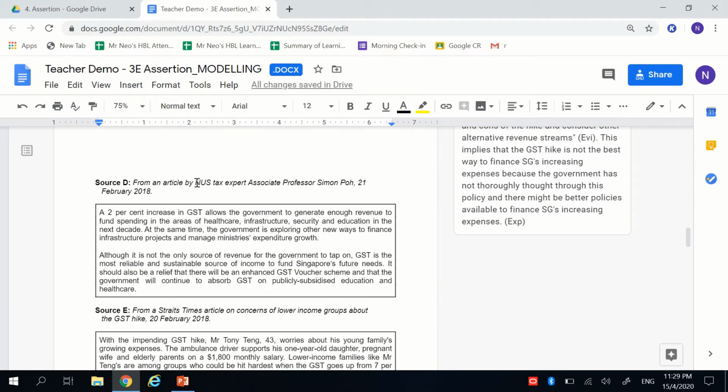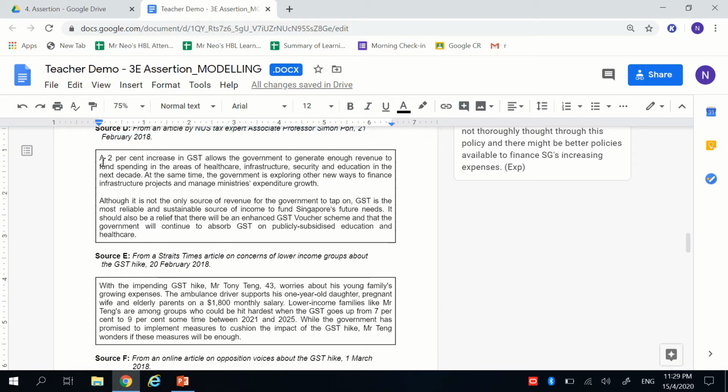Source D is by an NUS tax expert, a professor, Simon Poh, also in 2018. He's saying, the 2% increase in GST, let's recap, we are raising the GST hike from 7 to 9%. So he's talking about this hike. This 2% increase allows the government to generate enough revenue. This allows the government to generate money to spend in the areas of healthcare, infrastructure, security, and education. This is common sense. This money allows us to spend to benefit the people of Singapore.